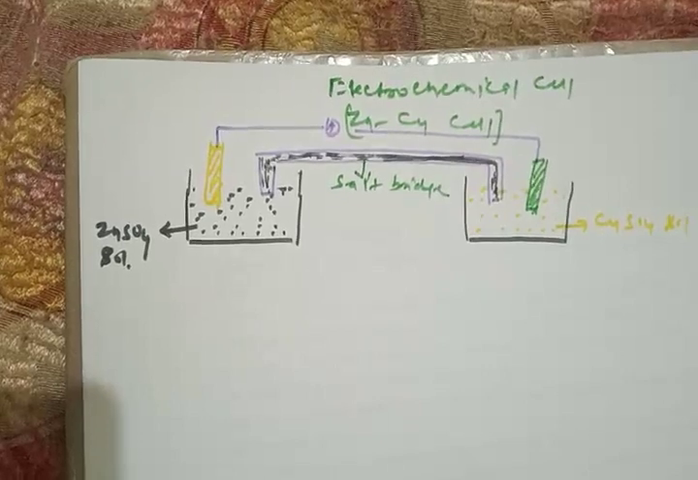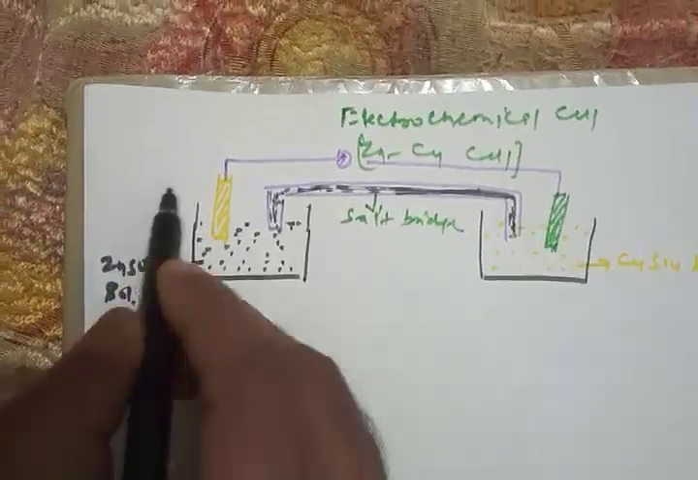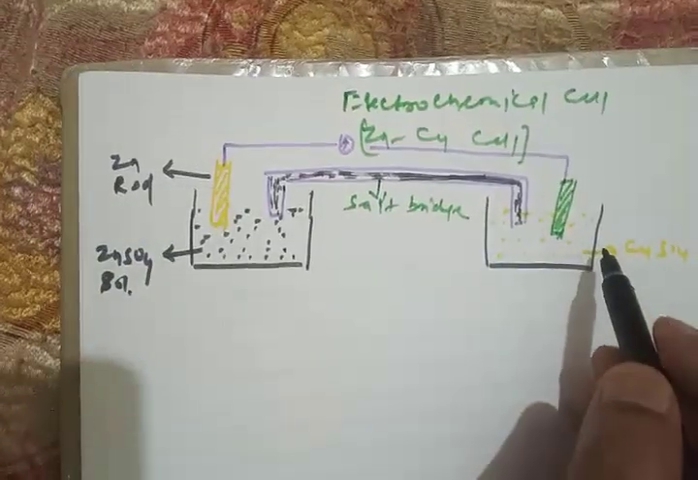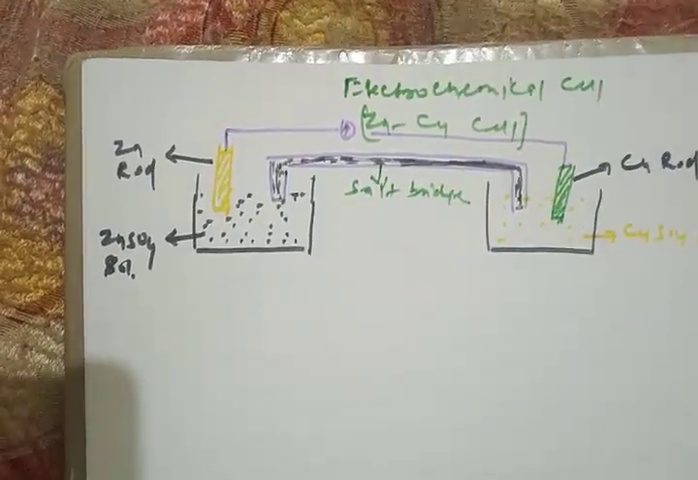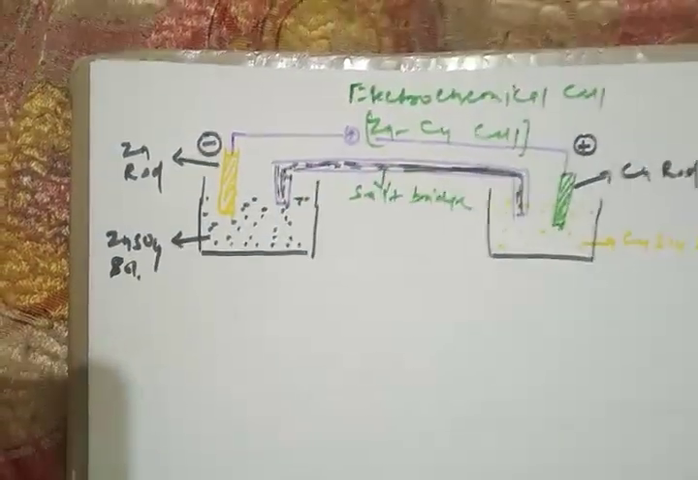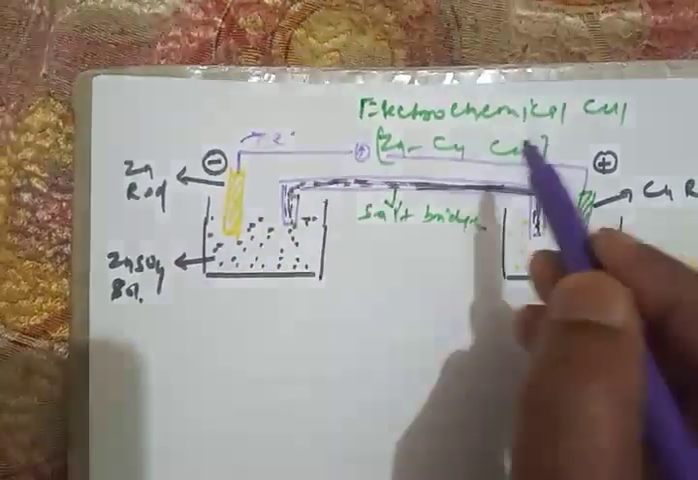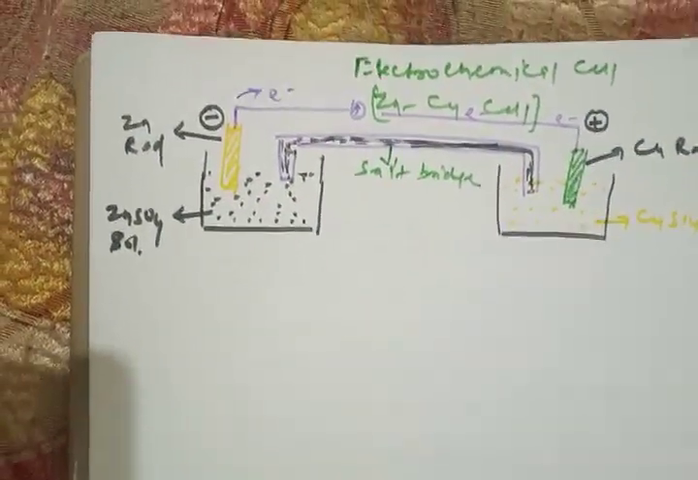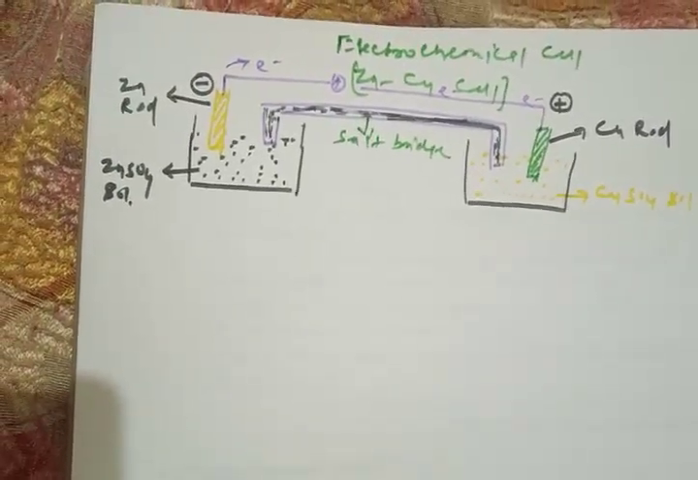Now the very important part, the electrodes. This is the zinc sulfate solution, so the rod is of zinc. This is the zinc rod. This is the copper sulfate solution, so this is the copper rod. This is the negative charge, and this one is the positive charge. So electron movement occurs from this side. This is how the electrochemical cell looks, the zinc copper cell.